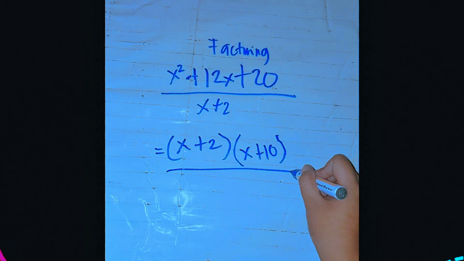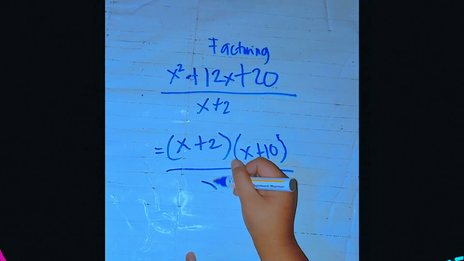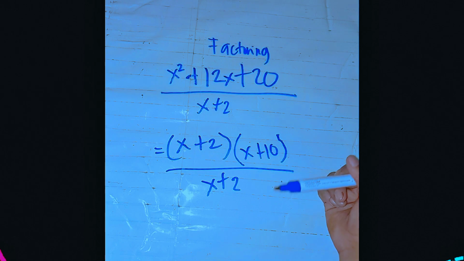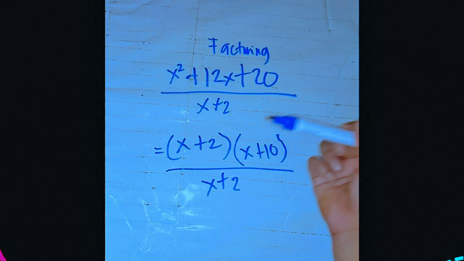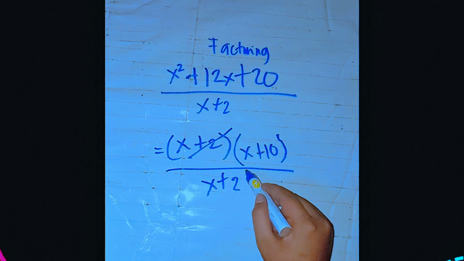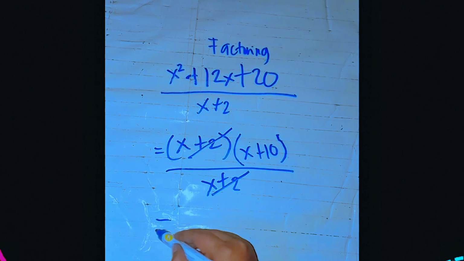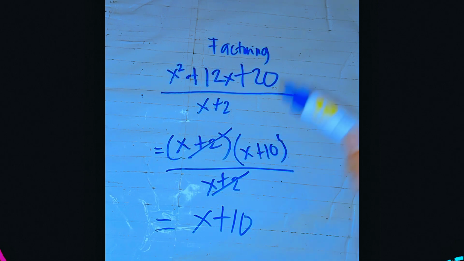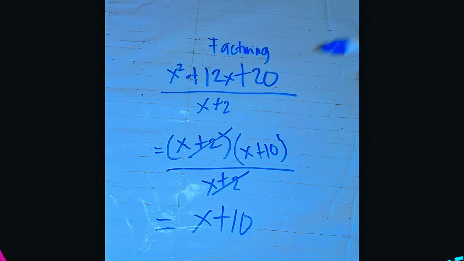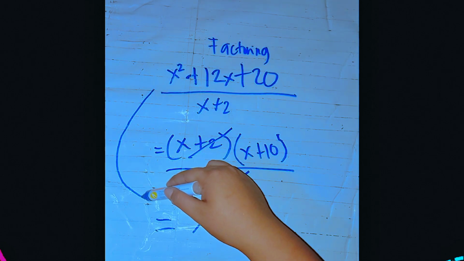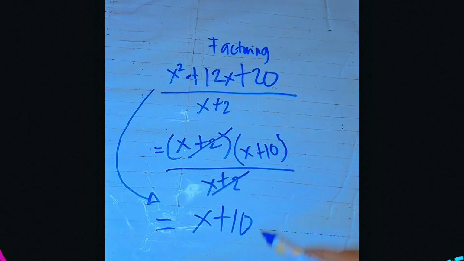Divide, copying the denominator, x plus 2. You have noticed x plus 2 in the denominator and the numerator are the same. So, we will cancel this out, and we are left with x plus 10. So, x squared plus 12x plus 20 divided by x plus 2 is equal to x plus 10.